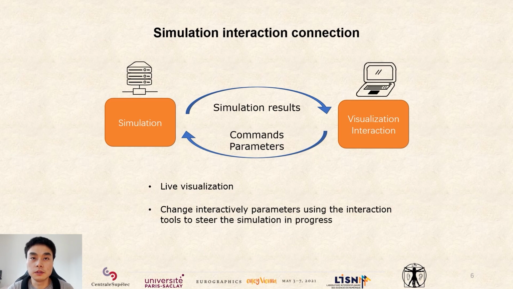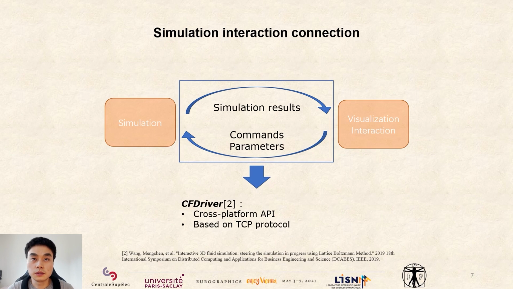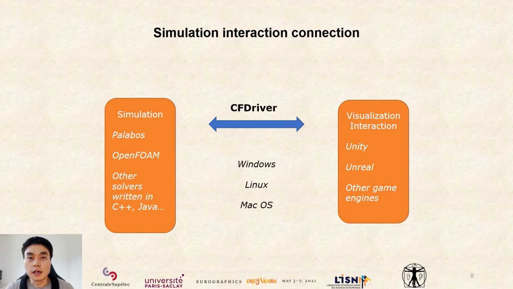We made an interactive fluid simulation system with the simulation running on a calculation server to get better performance. The interaction tool runs locally, connected to the simulation server. So the connection between the simulation and the interaction is an important problem to be solved. That's why we chose to use the ParaView Catalyst API called CFDriver, which is based on the TCP protocol. The advantage of this API is that it works with different CFD solvers and different game engines. It can also run on different operating systems.